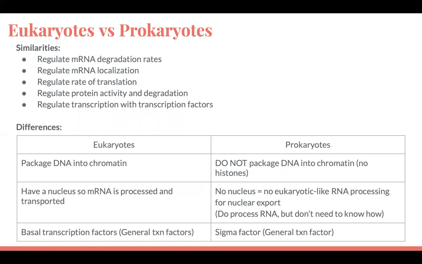And then eukaryotes have a nucleus, so mRNA is processed and transported. In prokaryotes, there's no nucleus, so things like the 5' cap and the poly-A tail are not used, because they don't have to leave a nucleus, but they do have their own mechanism of RNA processing. We just don't need to know what it is for the purposes of this class.